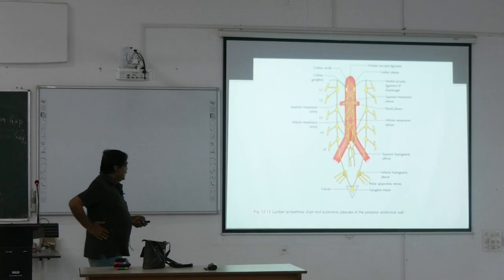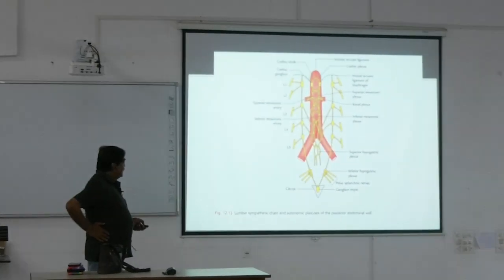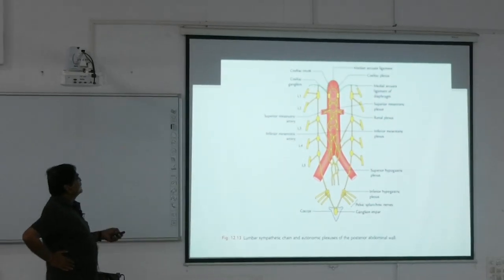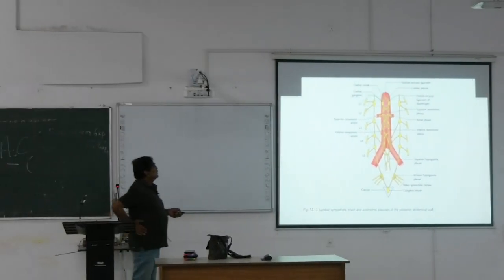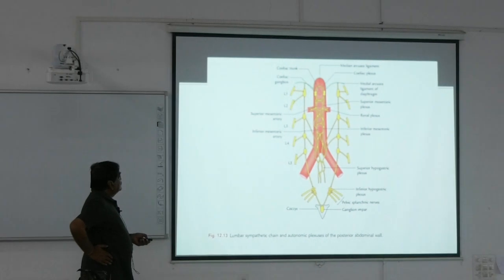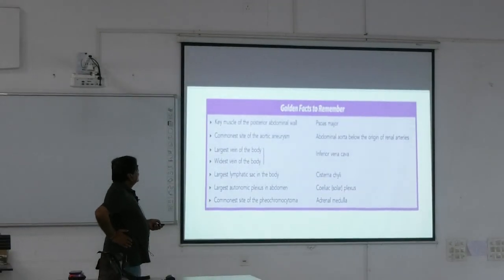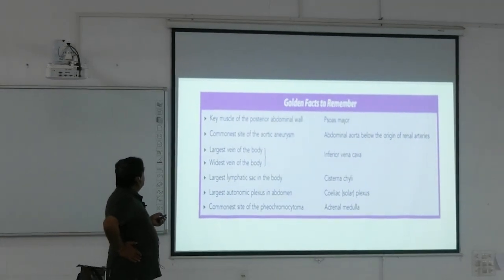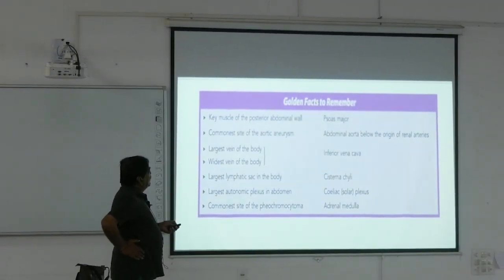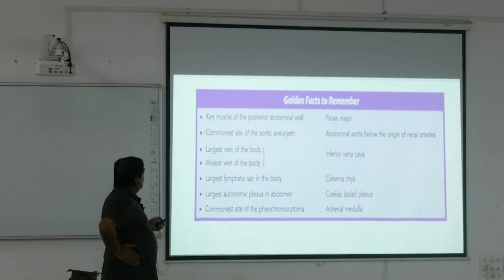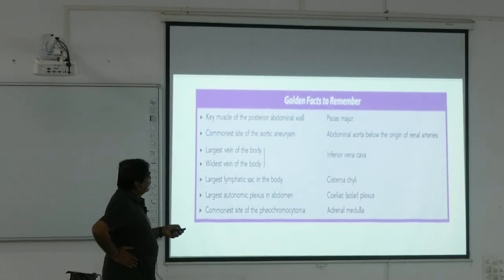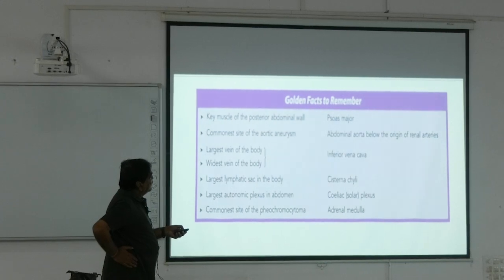Now, lumbar sympathetic chain and autonomic plexus of the posterior abdominal wall. You will see it in this pattern. But now, golden facts to remember. Key muscles of the posterior abdominal wall, psoas major. Commonest site of aortic aneurysm is abdominal aorta below the origin of the renal arteries.